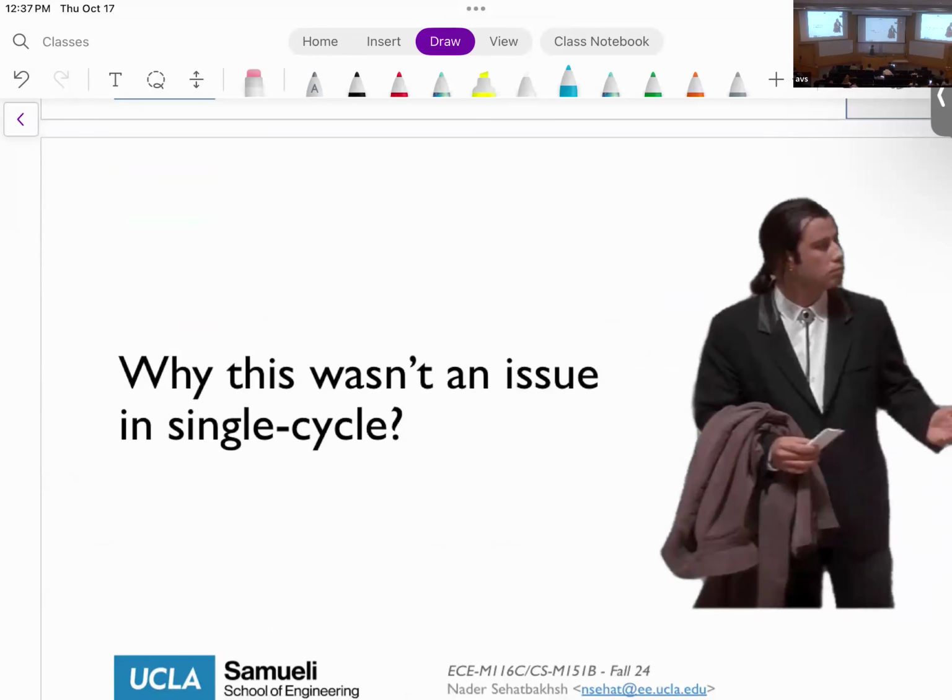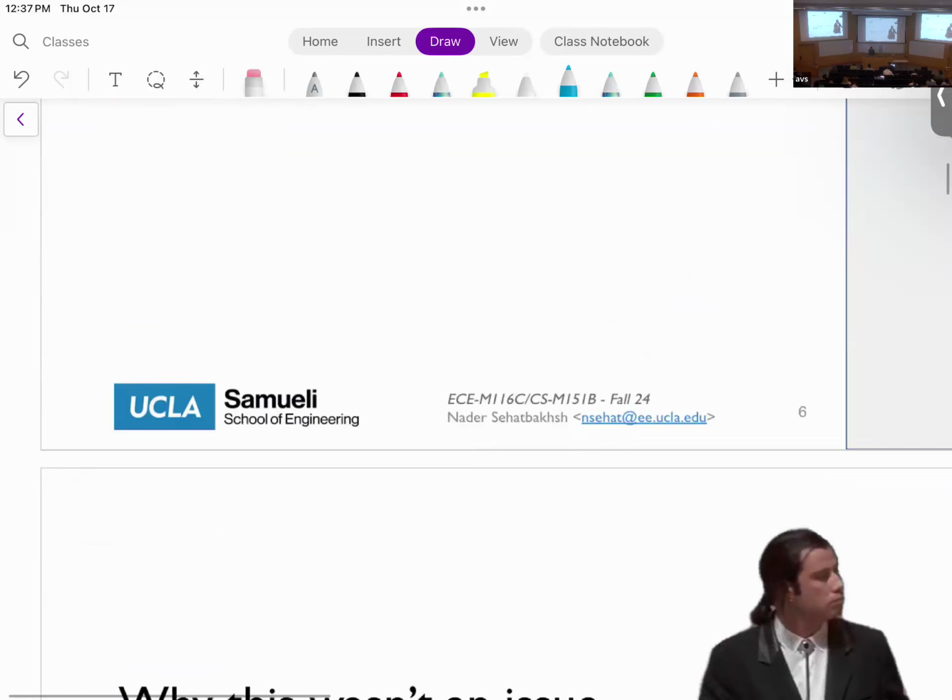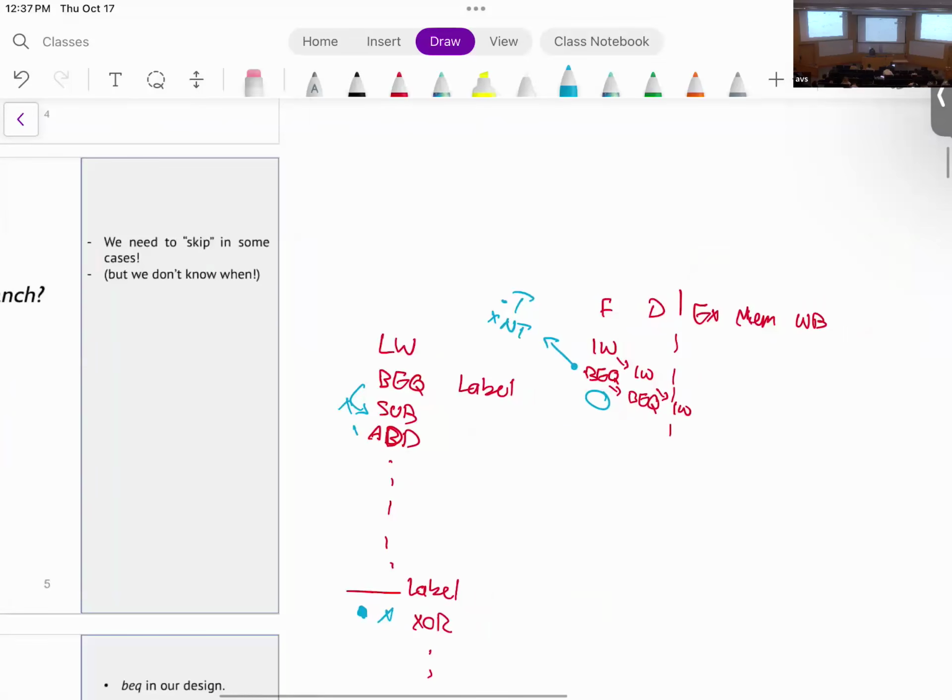And again, you might ask why this wasn't an issue in the single cycle design. In single cycle design, you already finished the instruction all the way. So you finish BEQ, and at the end of the BEQ, you know whether or not the condition was true, and you know the offset plus PC. So you exactly know whether I should fetch this or fetch this. But for pipeline, since you haven't finished BEQ and you want to start the next one, you don't know whether the next one should be the taken branch or the non-taken branch.